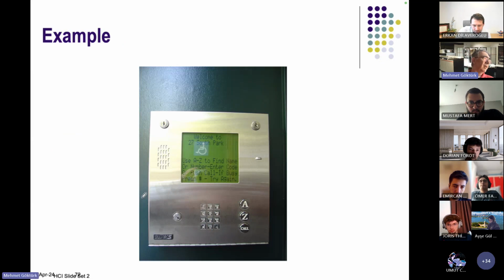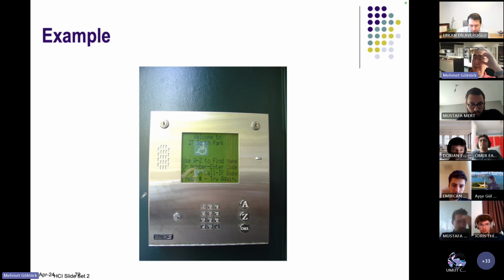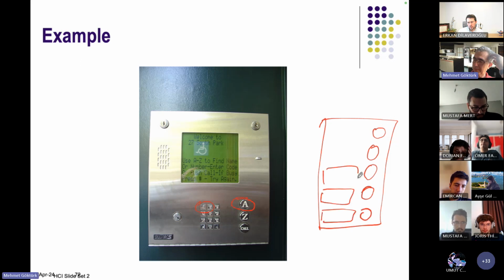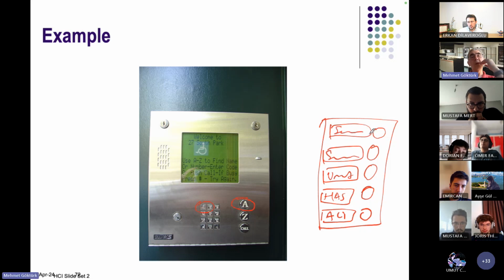So multiple ways of providing entry, this is a classical example. Apartment entry. You can search names or press the number. In a typical standard system, Ali, Hasan, Ümit, Süleyman, Shadiye, etc.